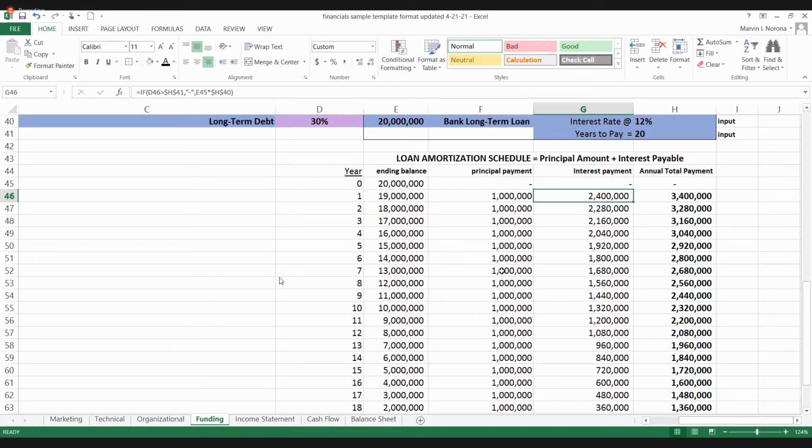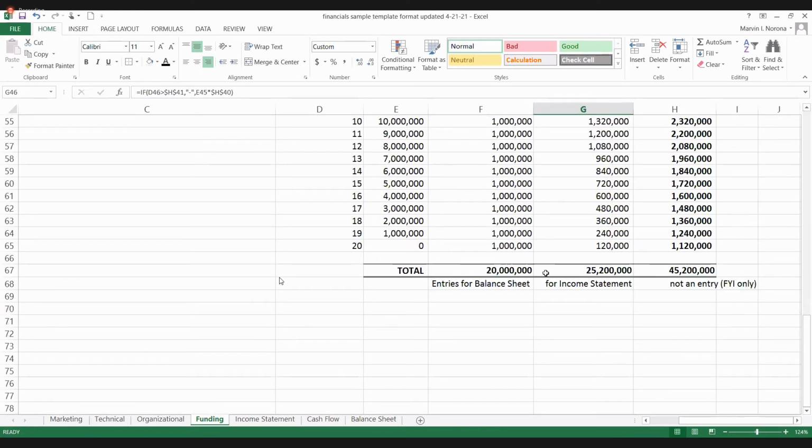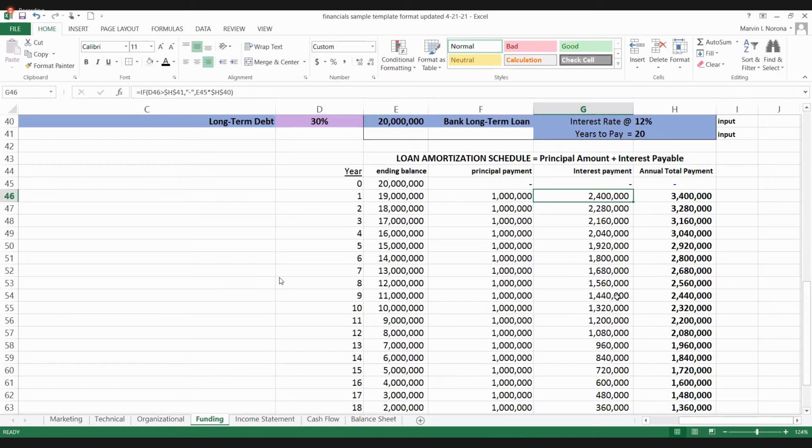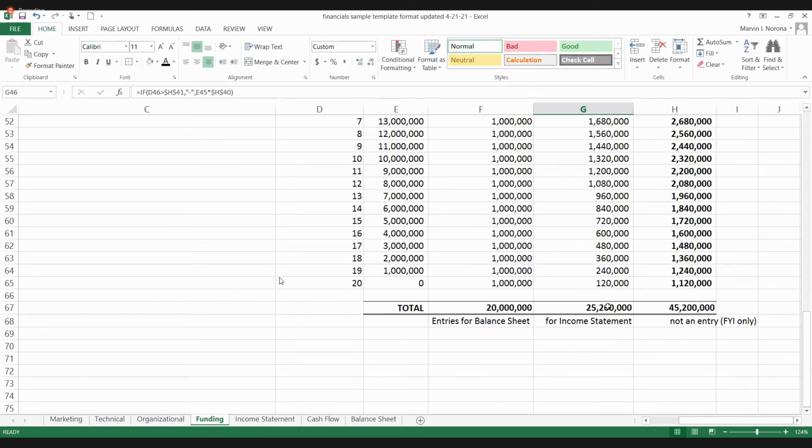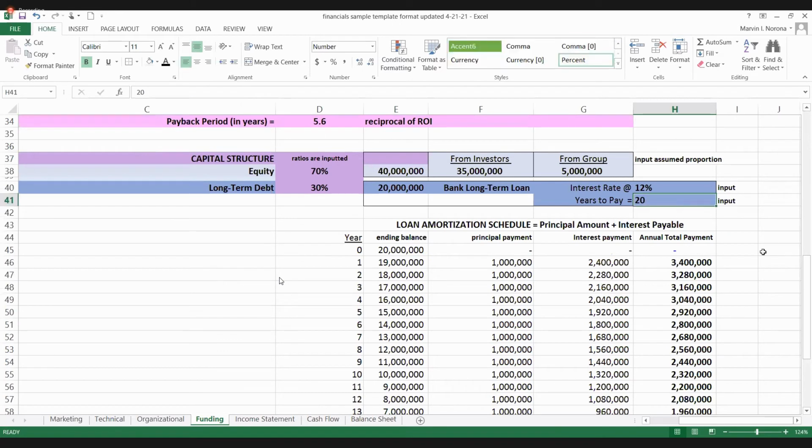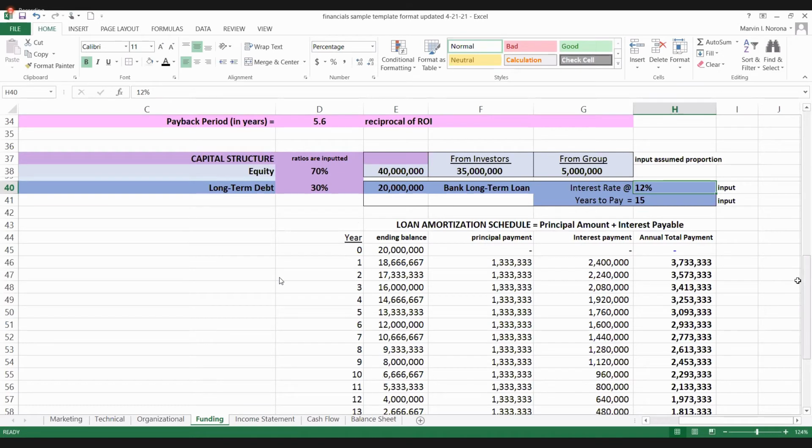If you pay longer, ito 20 million. Ang binabayaran mong interest, 25,200,000 in 20 years. Yan ang binabayaran in 20 years. Okay? So, yung utang mong 20 million, at the end of 20 years, ito binabayaran 45,200,000. Okay? So, pwedeng laruin yan. Pwede mong gawing paiksiin mo, 15 years to pay. Dahil 15 years to pay, pwedeng bumaba yun ng 10%.